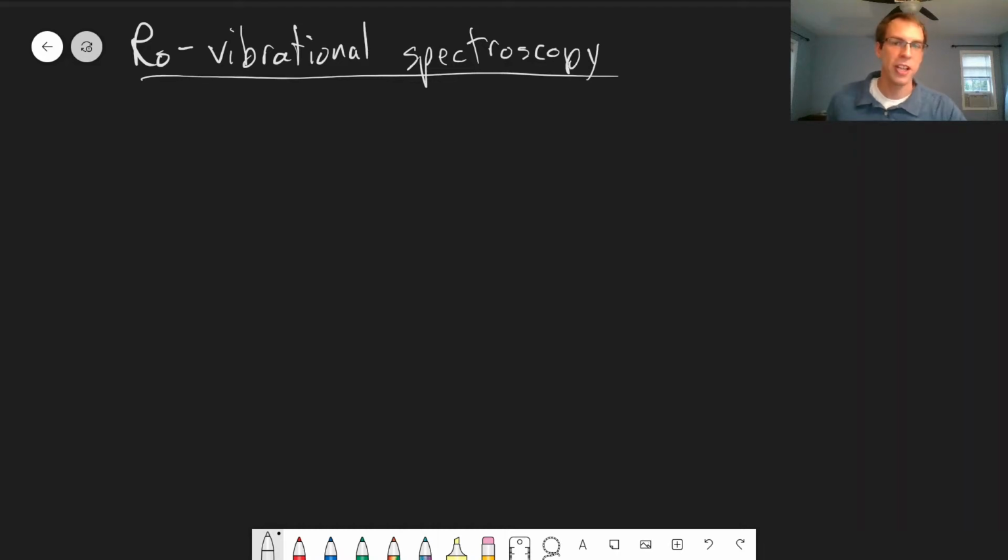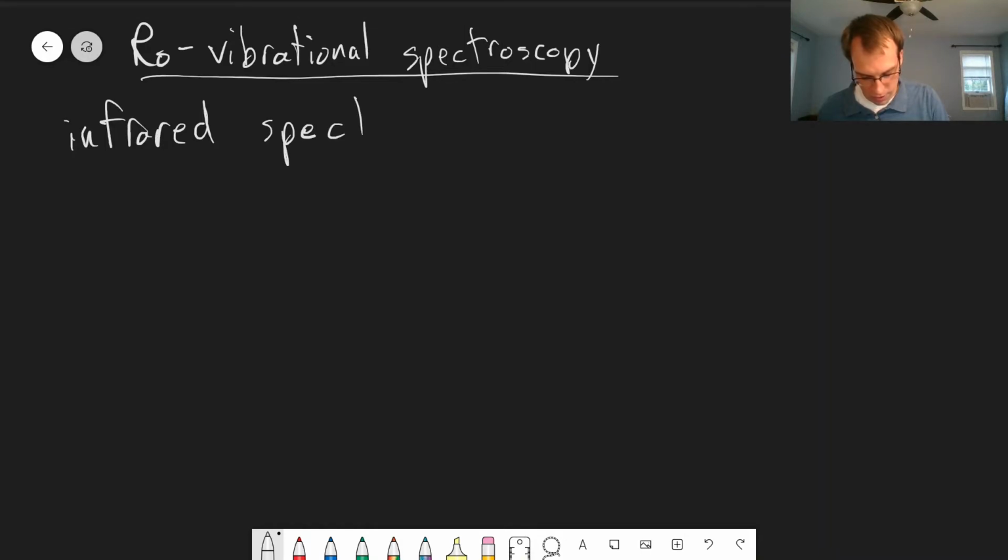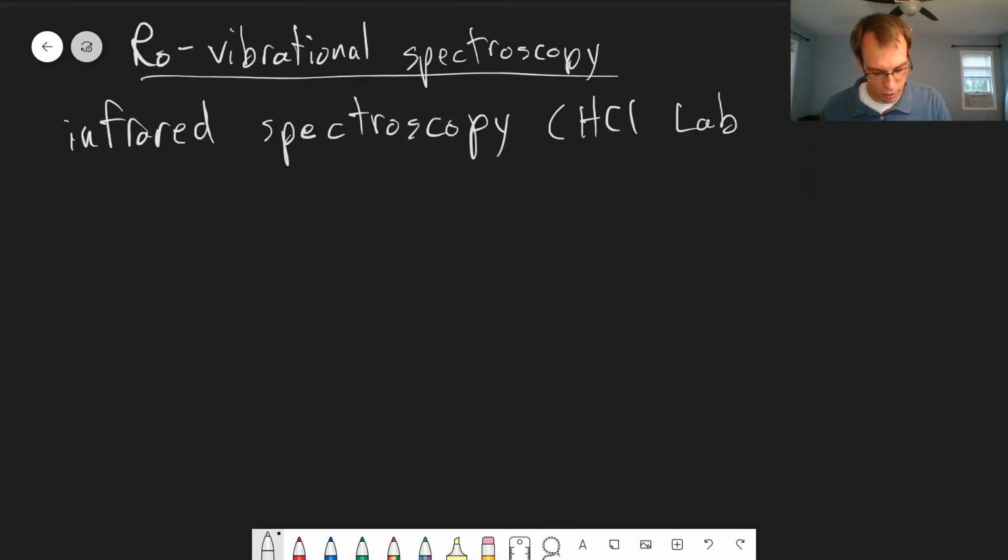The next type of spectroscopy we're going to look at is infrared spectroscopy, or rotation-vibration, or rovibrational spectroscopy. This occurs in the infrared region of the spectrum, and this is near and dear to my heart. This is what I do downstairs in Hale Lab, and I've got an infrared laser to do this type of spectroscopy. This is the type of spectroscopy related to our lab that we did on HCl.